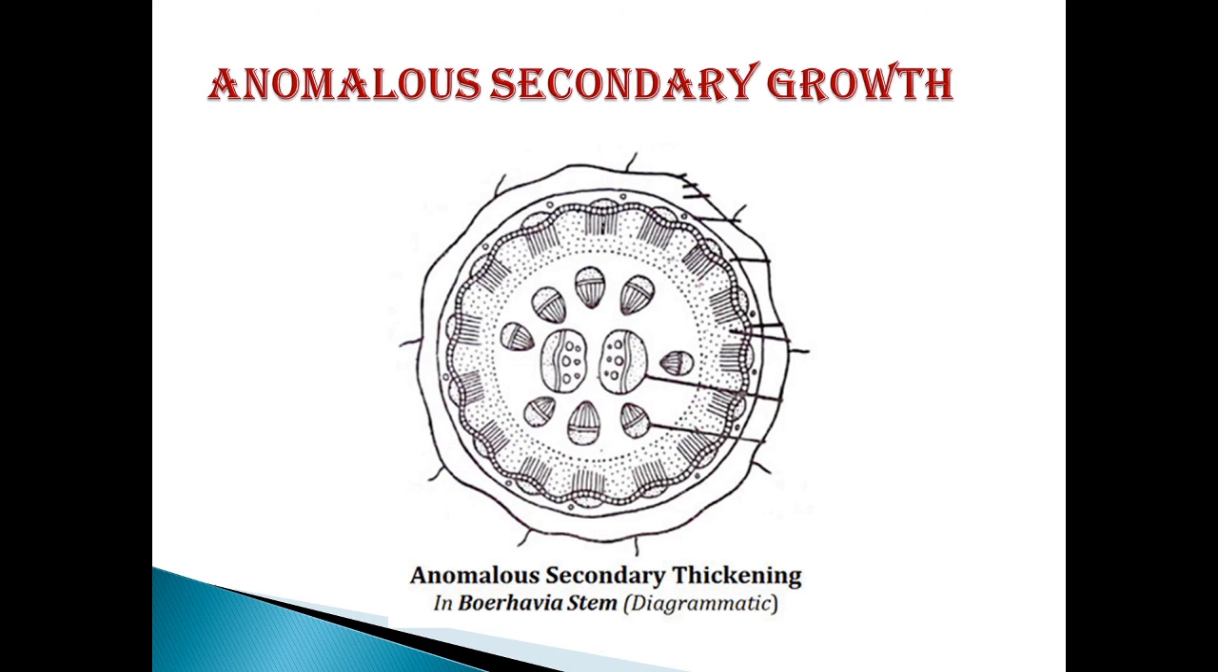This type of abnormality is present in the Boerhavia plant. Then the formation of intrastelar phloem is present in Leptadenia. And the formation of intrastelar cork. These are the abnormalities which are present in the Boerhavia diffusa plant.